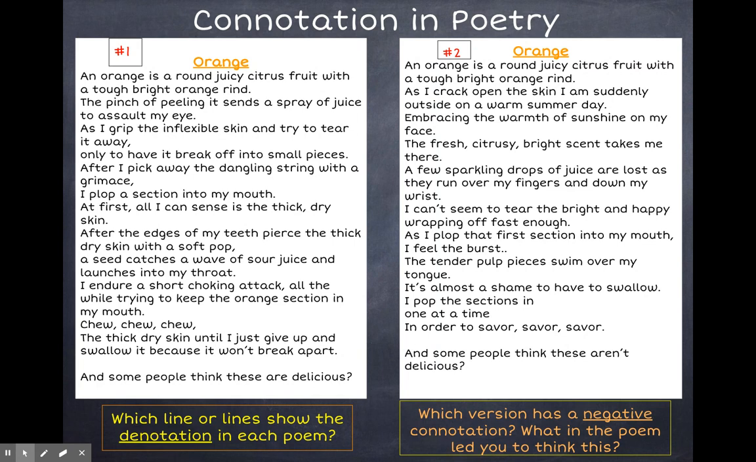Right, now on to number 2, orange. An orange is a round, juicy citrus fruit with a tough, bright orange rind. As I crack open the skin, I am suddenly outside on a warm summer day, embracing the warmth of sunshine on my face.